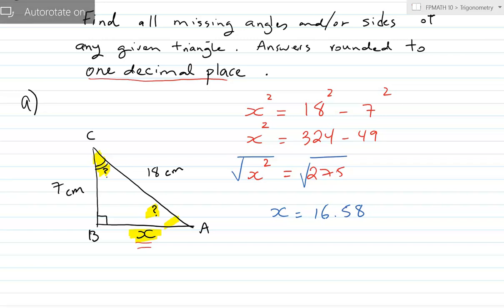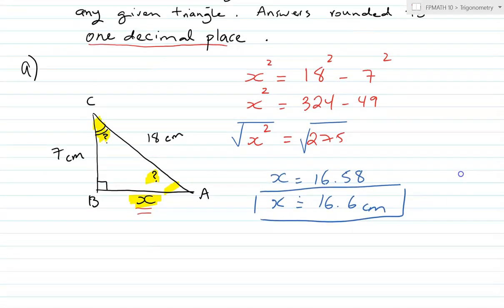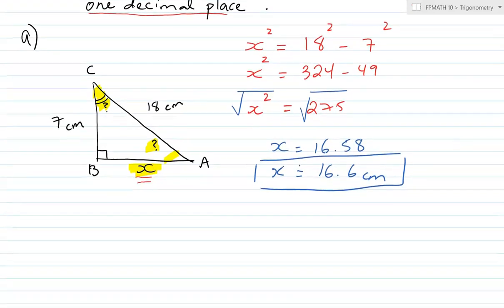Okay, so 18 squared is 324, 7 squared is 49, just do the power of 2 on each, then subtract, you get 275. Take the square root of both sides, x equals 16.58, and because the question says 1 decimal place, we're going to go 16.6 approximation, and that's in centimeters. That is the value of x. Simply we use Pythagorean. All right, but for the angles we must use trigonometry. There are no other ways to do this.